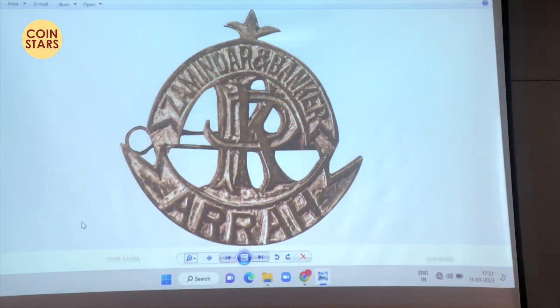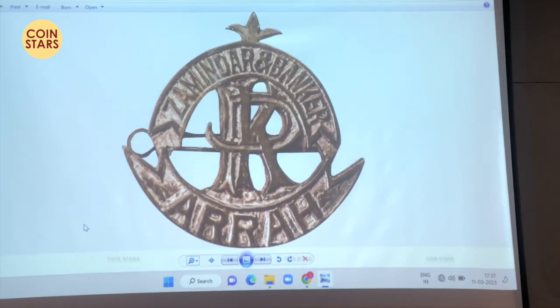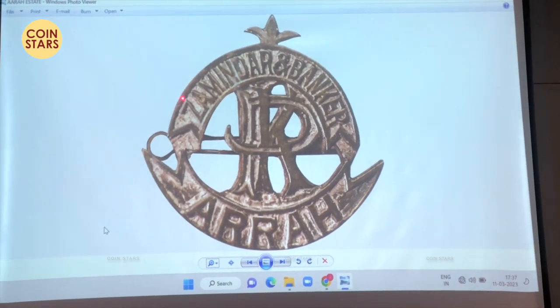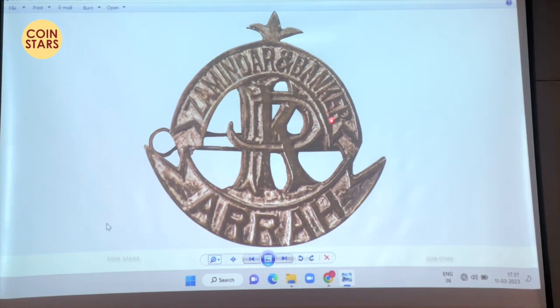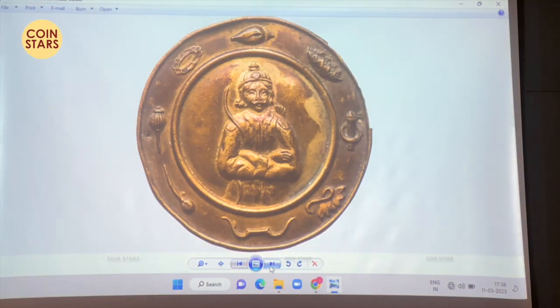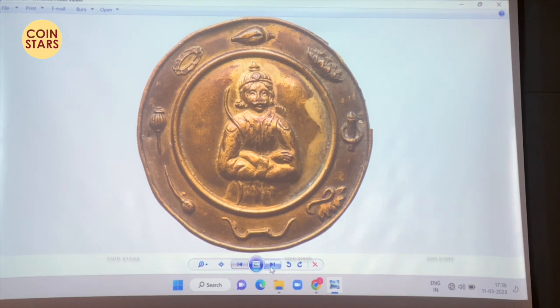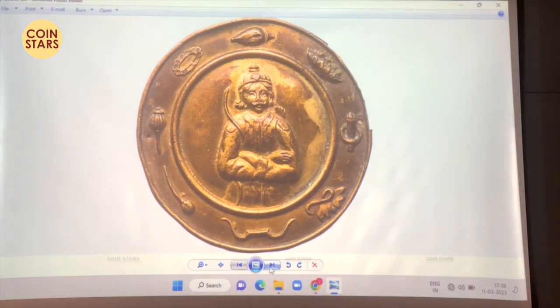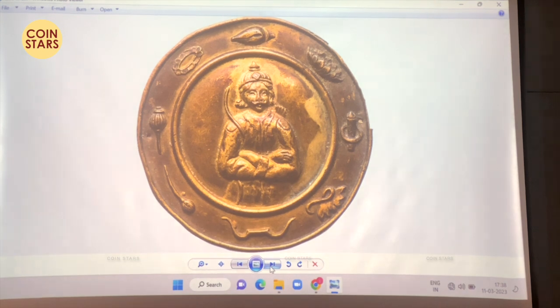The first one is from Ara. It is in Bihar, and you can read here Zamindar and Banker. This is Alirajpur in Madhya Pradesh, possibly Ram Bhagwan with bow and arrow.